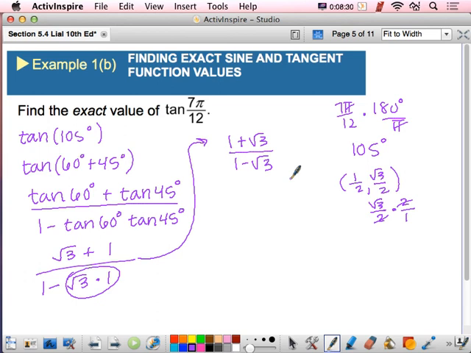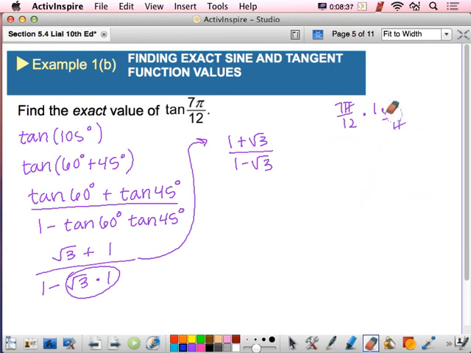Am I allowed to stop here? No. Why not? You have to multiply with a conjugate on both top and bottom. Very good. I can't stop because I have a radical in the denominator. And because it's a binomial, I can only fix it by multiplying top and bottom by the conjugate of the denominator. So, what is the conjugate of 1 minus square root of 3? 1 plus square root of 3. Very good.